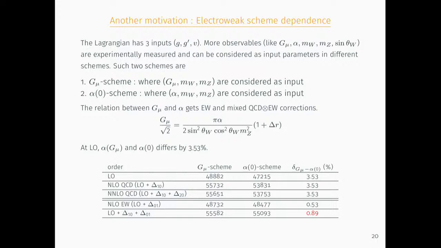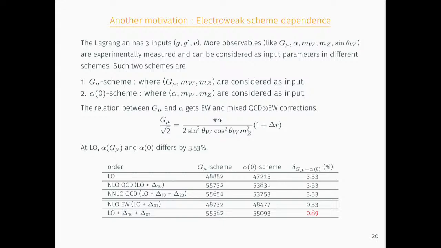So what people can do is the G mu scheme, where you choose G mu, MW, MZ as input. You use all the relations among G mu, alpha and sin theta W to compute alpha and sin theta W. So G mu, MW, MZ are our input, everything else is computed from their values, and their values are numbers coming from the experiments. Or I can choose the alpha 0 scheme, where alpha, MW, MZ are considered as inputs, but then G mu and sin theta W are computed using their numbers. So in principle, whatever I take, I should get the same result.